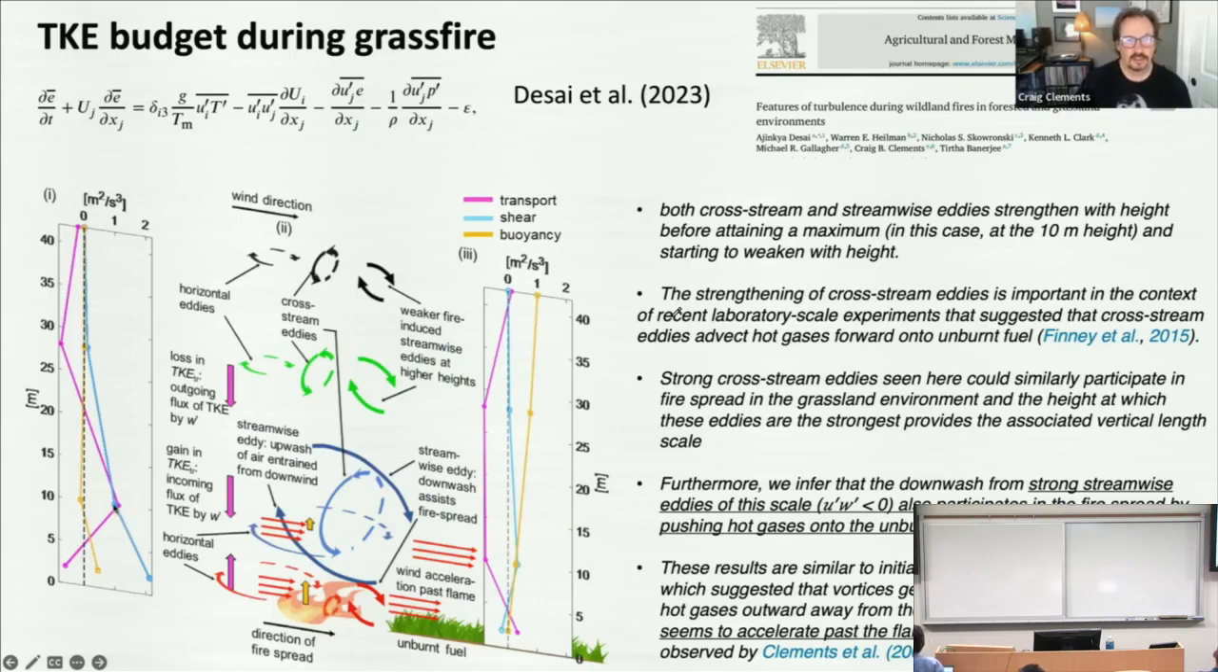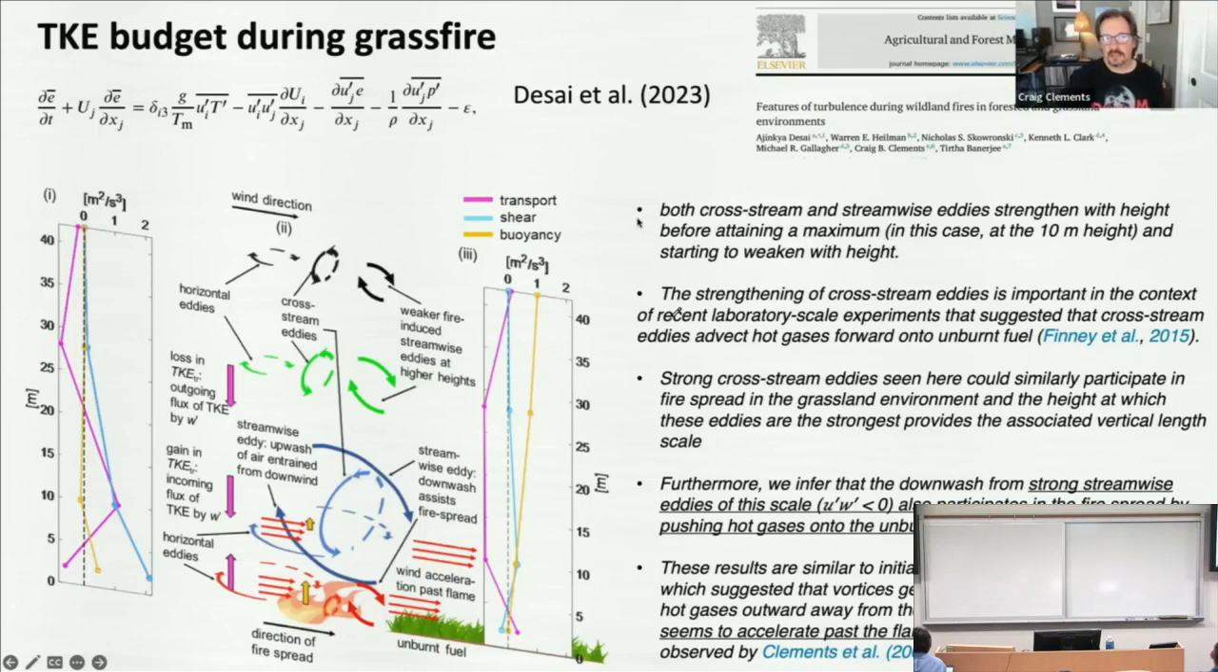And what you see is that shear increases compared to the pre-fire environment. And also the transport term of TKE increases, at least at the mid-level at 10 meters above ground. And so there's a strengthening of these cross-stream eddies. That's important in the context of what's been seen in some of the laboratory scale experiments, just seeing that cross-stream eddies affect hot gases to unburnt fuels, Finney et al. Furthermore, we can infer that downwash assists in fire spread because we have strong eddies that are moving with the wind. And so that's pushing the hot gases to the unburnt fuels as well. And this is something that we hypothesized in 2007, but this analysis diagnoses it much more clearly. And we also see near surface wind seems to accelerate. So both analyses have suggested that.